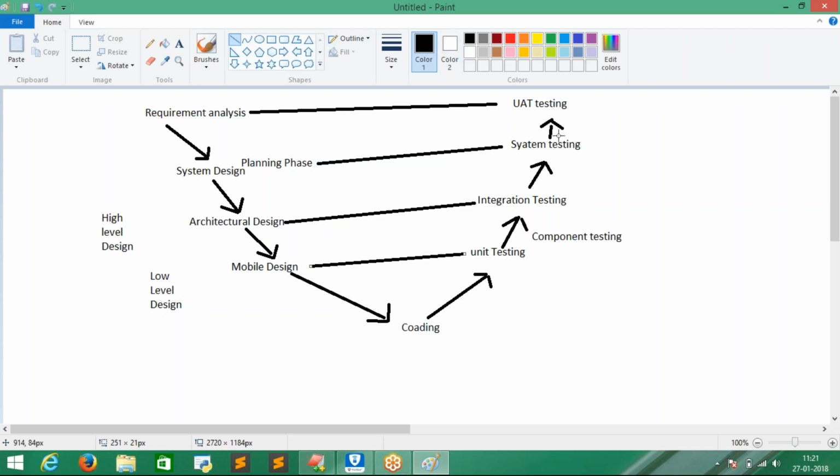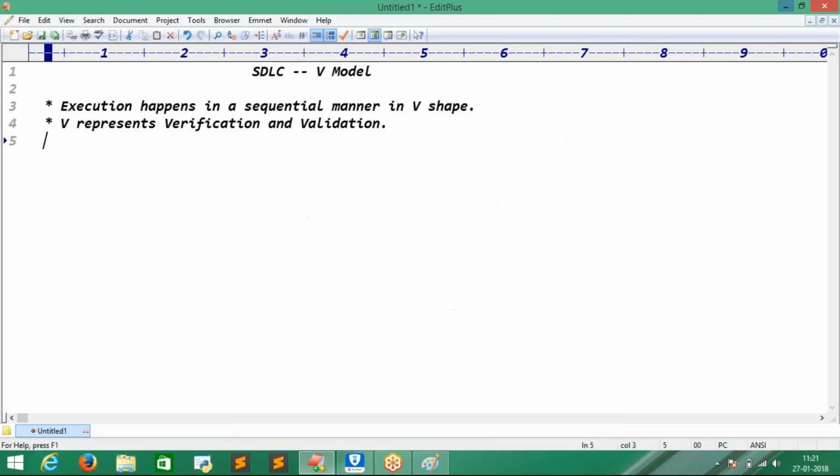That is, for requirement analysis we have acceptance testing. Then talking about system design, we have system testing. For architectural design, we have integration testing. For module design we have unit testing, and then the coding phase. So this is the way the life cycle is represented. I hope it is clear, guys.